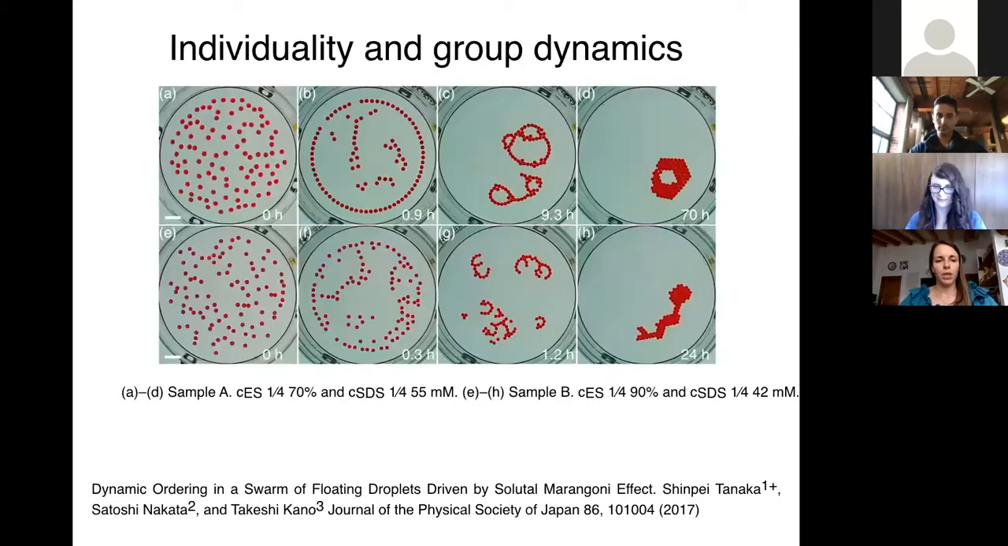Maybe many of you already saw this work by Shinpei Tanaka. It shows droplets of paraffin oil charged with ethyl salicylate in different quantities, from 70% to 90%, and colored red. These droplets are the red points that you see in the middle of the Petri dishes. If placed inside a water phase in which SDS, a surfactant, is also present, they can behave in specific and particular ways.